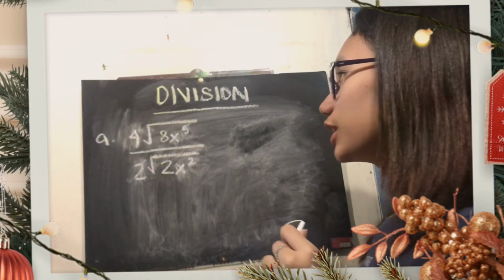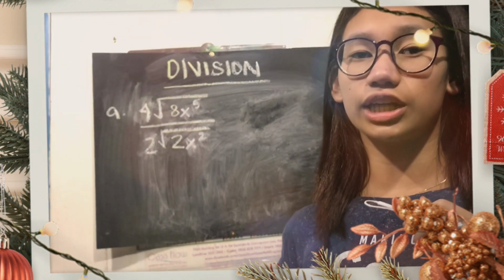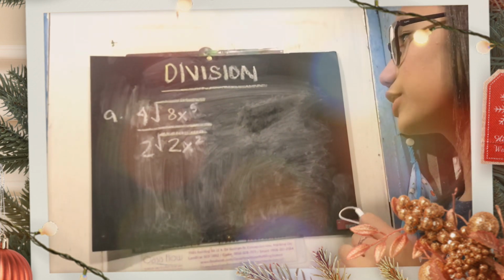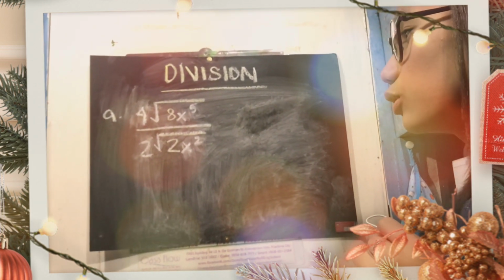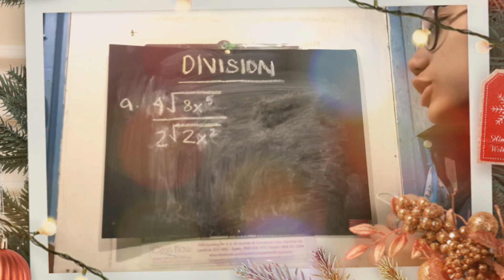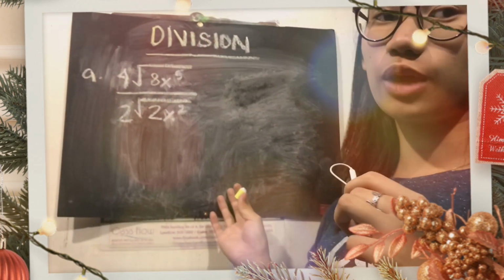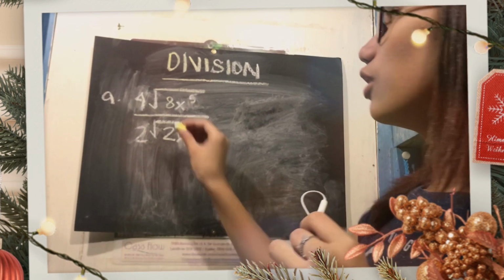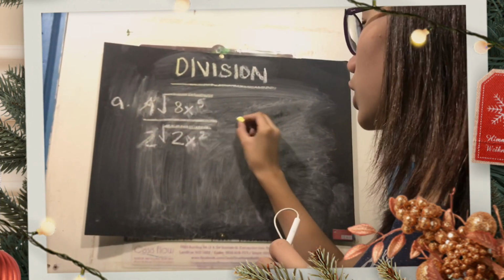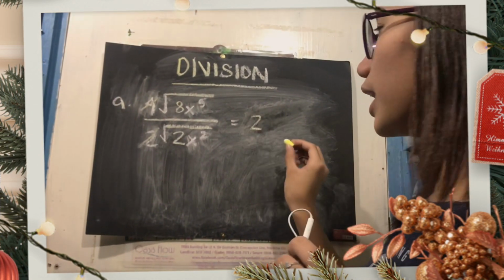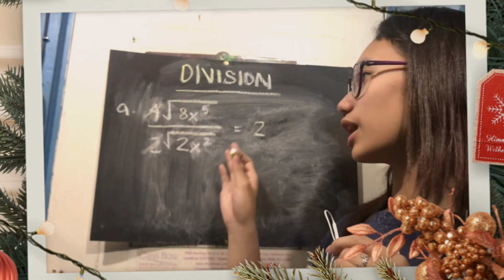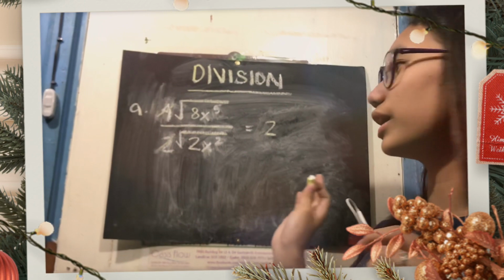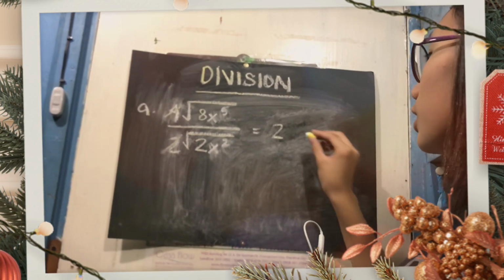Now, let's proceed to dividing polynomials containing radicals. In this given, we have 4 square root of 8x raised to 5 divided by 2 square root of 2x squared. In the first step, we need to divide the 4 by 2 outside the radical. 4 divided by 2 is equal to 2. Then, we will divide the radicand, or 8x raised to 5 divided by 2x squared.